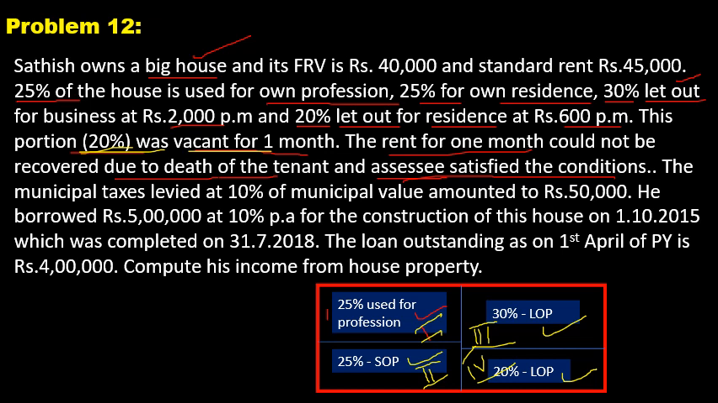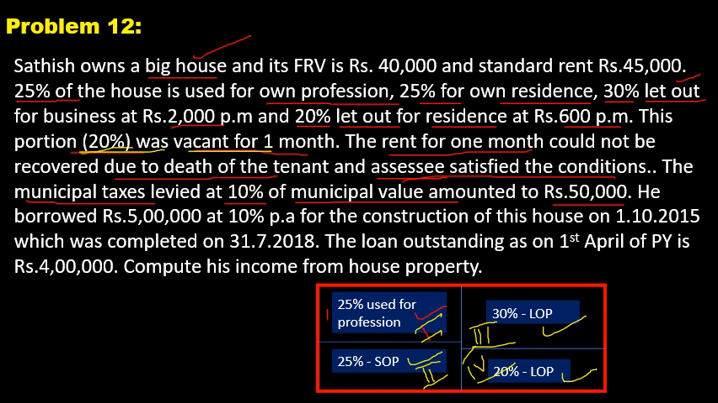Next point, the municipal taxes levied at 10% of municipal value amounted to rupees 50,000. So here the municipal value is 50,000 and another point is the municipal tax is 10%. See, this municipal value 50,000 is for the entire house, for the big house, and you have to apportion it to the particular part while you are calculating the income. If it is for 30%, then you have to take only 30% of the municipal value. If you are calculating for the 20% part, then you have to take only 20% of the municipal value.